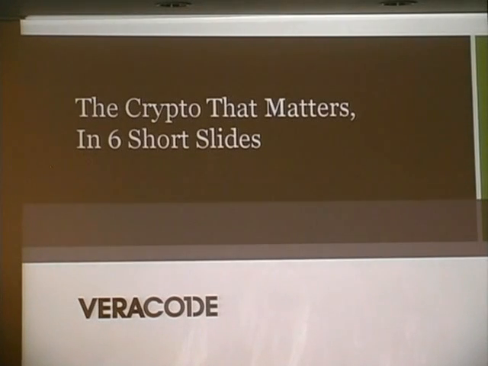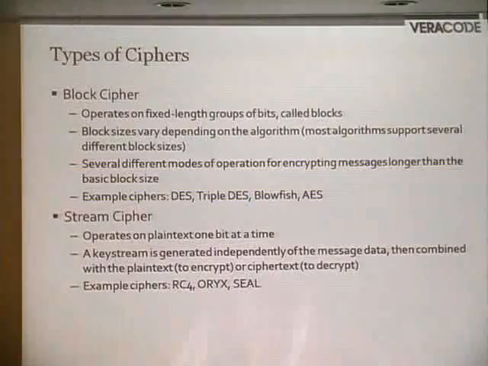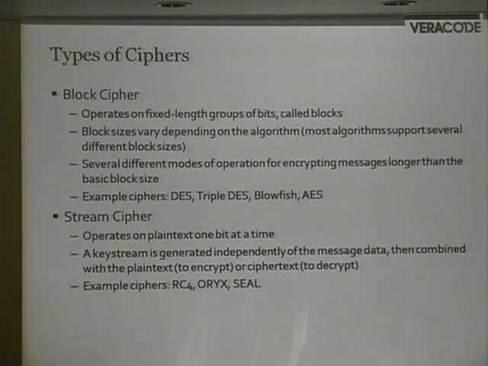So, the crypto that matters in 6 short slides. This is what penetration testers need to know, my theory anyway. Two types of ciphers: block ciphers and stream ciphers. One operates on fixed-length blocks of data, usually 8 bytes or 16 bytes at a time. We call that a block.